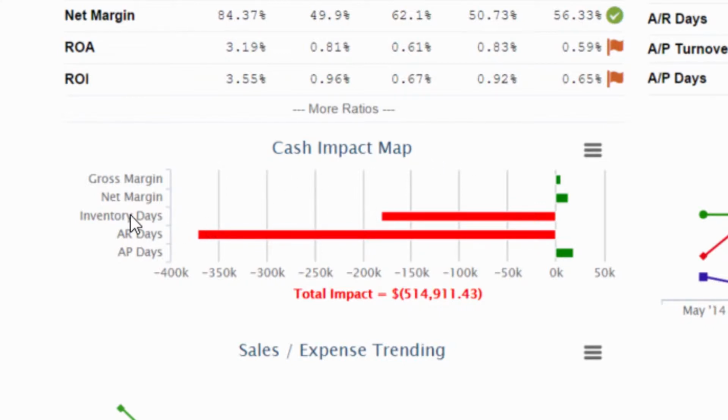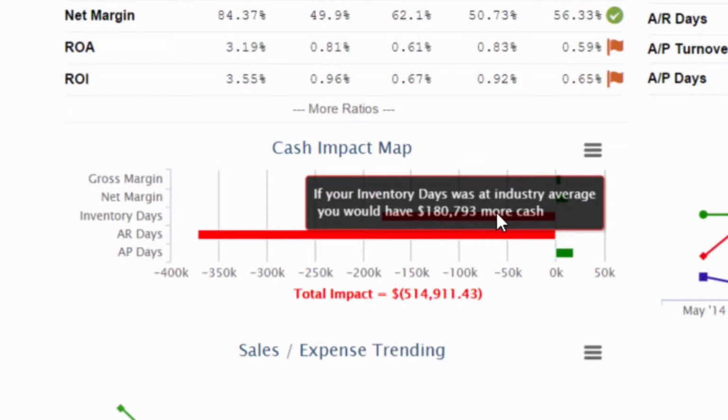The first long red line is next to inventory days. Move my mouse over and look what it says. If your inventory days was at an industry average, you would have 180,793 more cash. So in other words, it's suggesting my inventory turnover may be slow. Maybe I'm stocking up on too much inventory. Maybe I need to sell through some inventory and not buy as much.